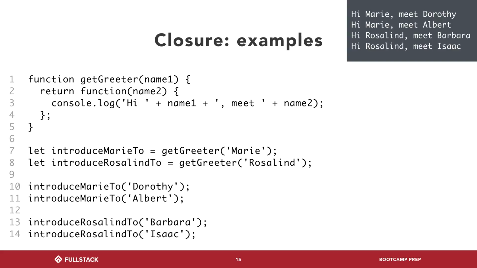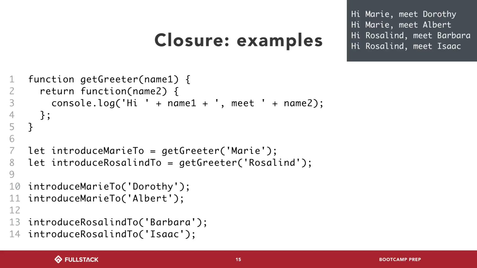And then this slide, we're not showing any new concepts here. It's just to show you why this is powerful. The idea is we've created not a new concept but a new use case, perhaps. Notice how on line 7 we use getGreeter and we feed in Marie. On line 8 we use getGreeter and we feed in Rosalind, right? Here, what are we doing? We're invoking getGreeter twice. Each time, getGreeter is going to return a brand new function, right?